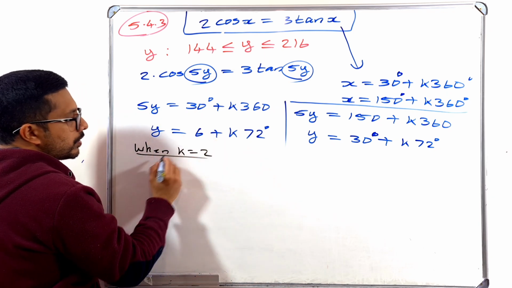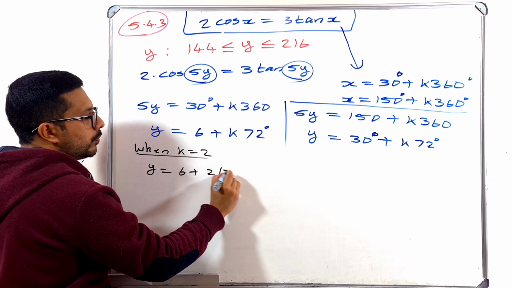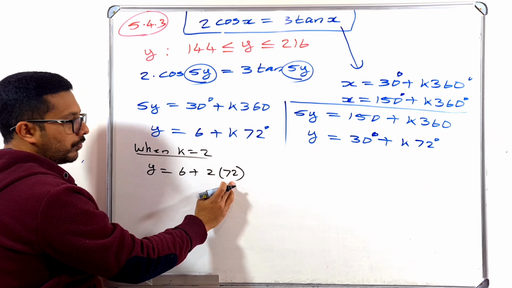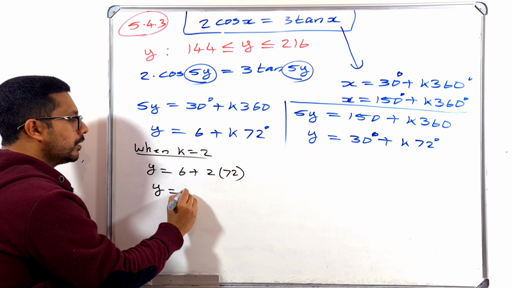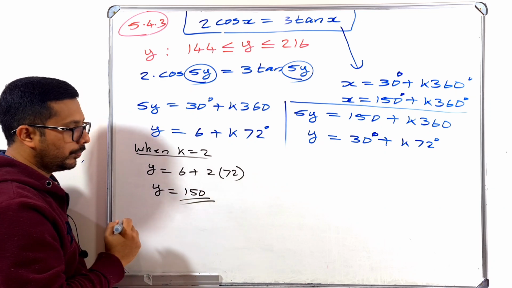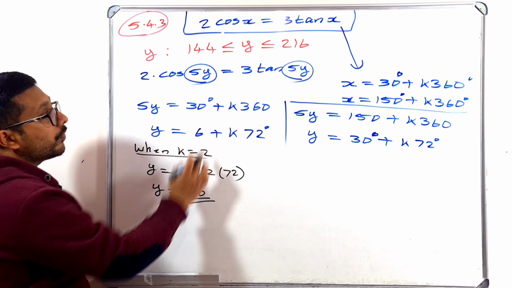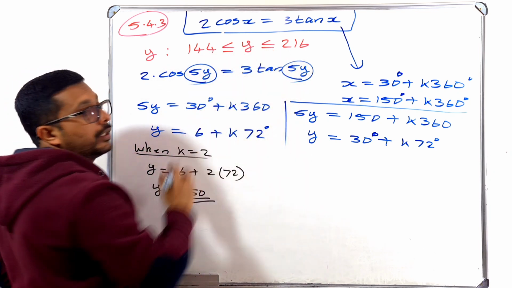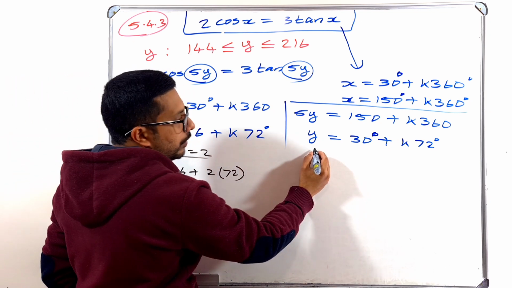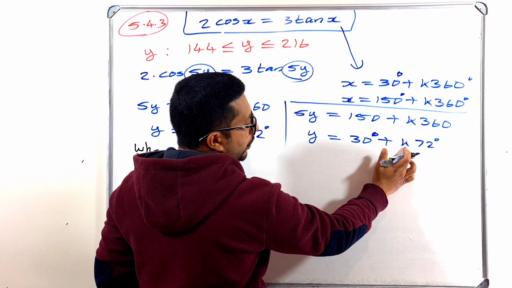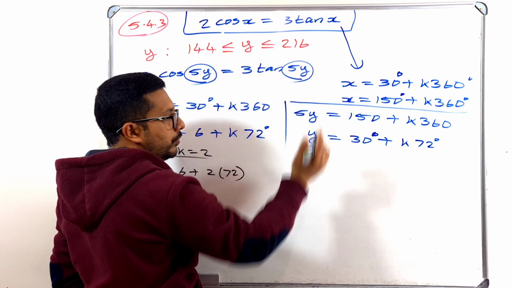Okay. So if I substitute k as 2, what is y? 6 plus 2 times 72. So it is 144, 144 plus 6, 150. That means y is equal to 150. Am I right? 144 plus 6, 150. Yeah, and that 150 is between these 144 and 216. So we got one y value. Okay, then here which k value you have to substitute, so that we will get a y value between 144 and 216.